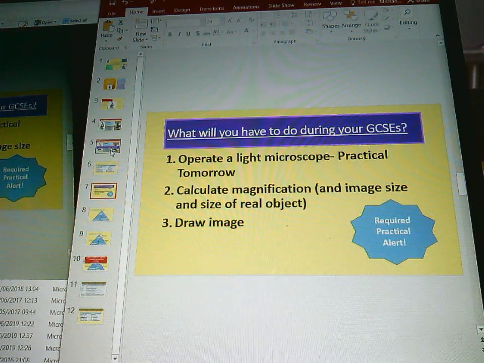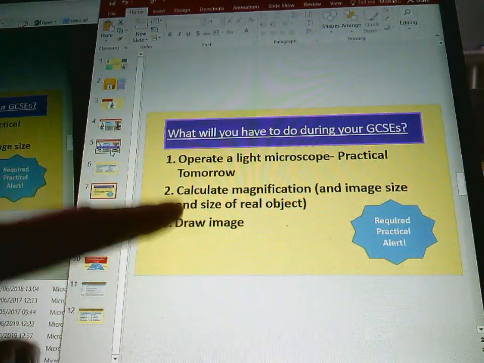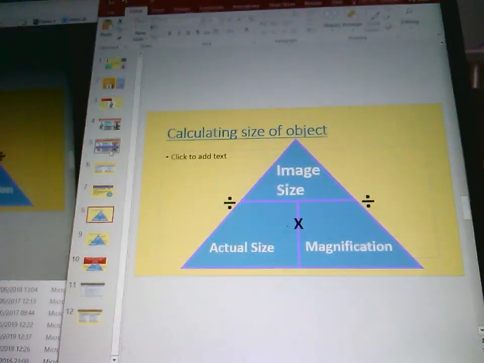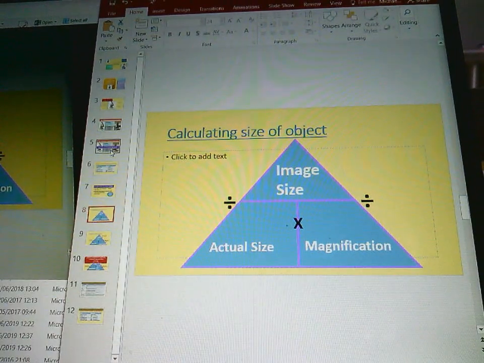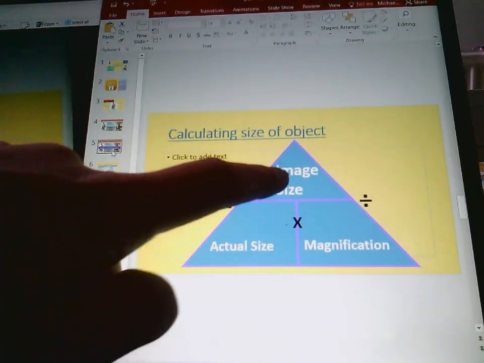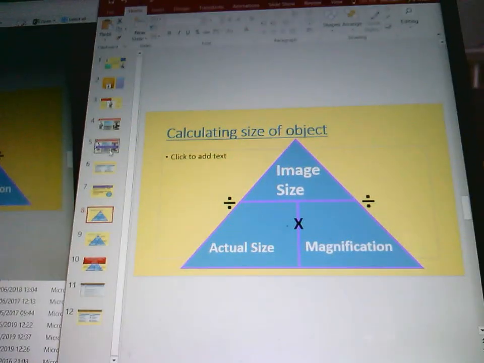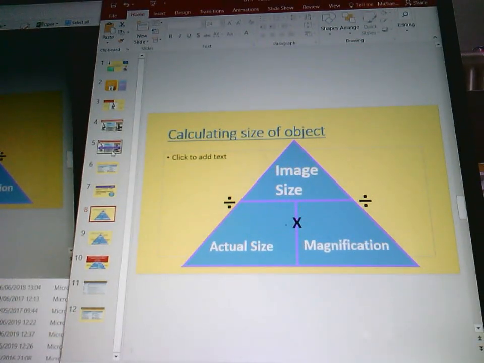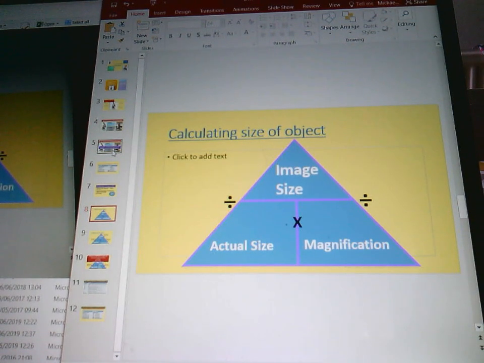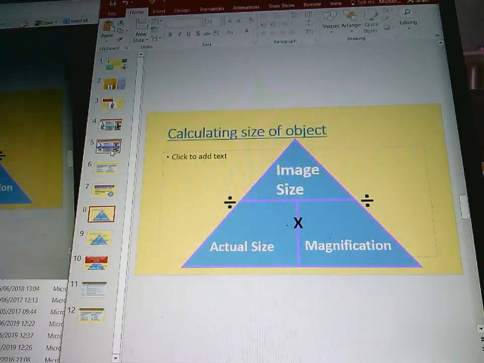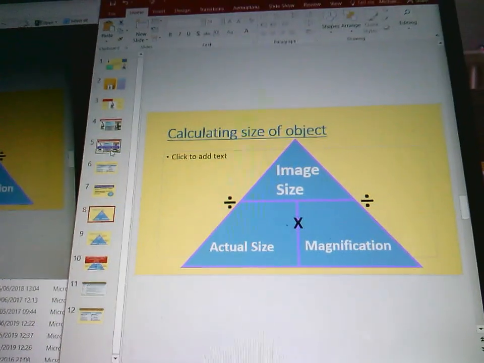Unfortunately, we can't do that at the moment, but what I can do is talk to you about this stage. We have a triangle. We call it the I AM triangle because it says image, actual, magnification, I AM. That's the easiest way to remember the order of it. It's the only formula triangle you need to know for biology, which makes it better than physics, of course. In any exam question, they're going to give you 2 pieces of information out of these, and you need to be able to work out the third.